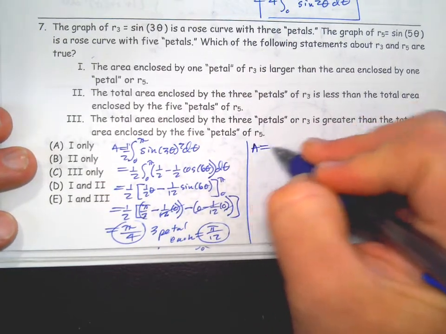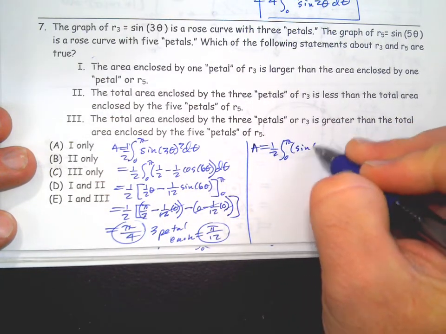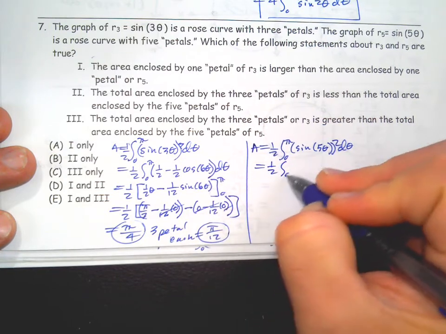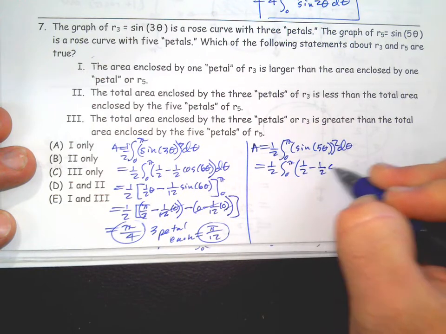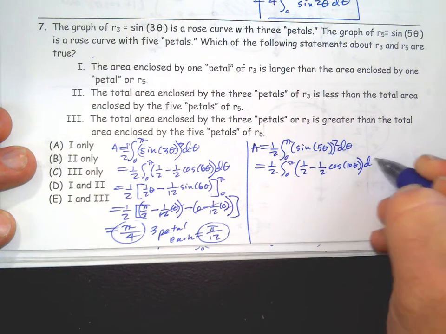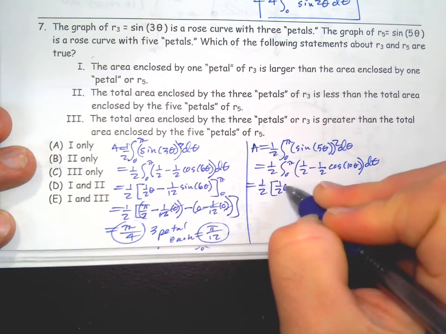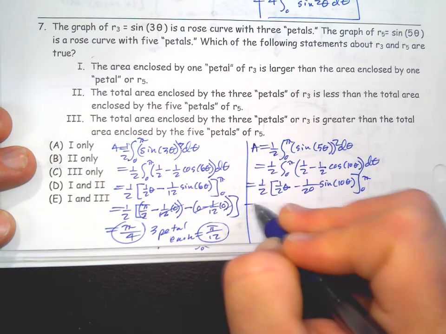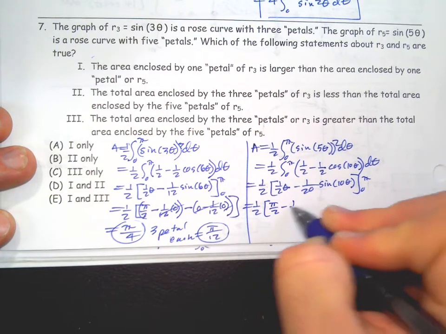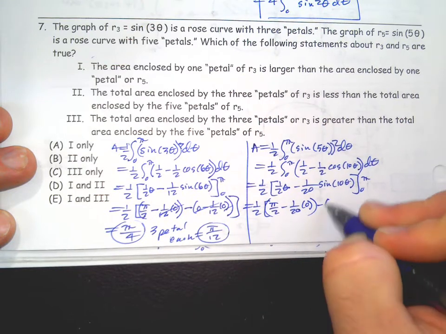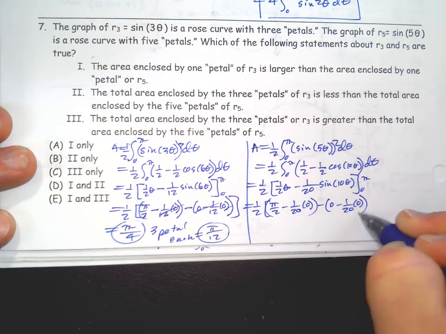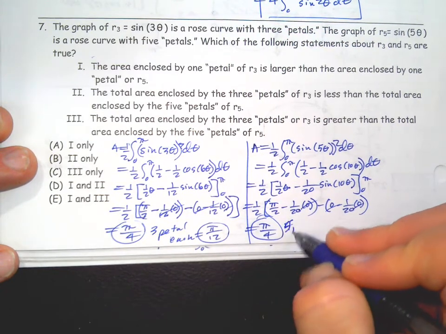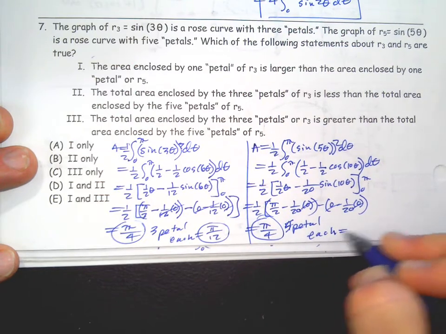Now let's do the other one real quick. 1/2 integral from 0 to pi of sine 5 theta squared. So a lot of similar work. 1/2 minus 1/2 cosine 10 theta. 1/2 theta minus 1/20 sine 10 theta. Plug pi in and get pi over 2 minus 1/20 times the sine of 10 pi, which is 0. Plug 0 in. Sine of 0 is 0. And we get pi over 4. That's crazy. They have the same area. That's for the 5-petaled. They have the same area.